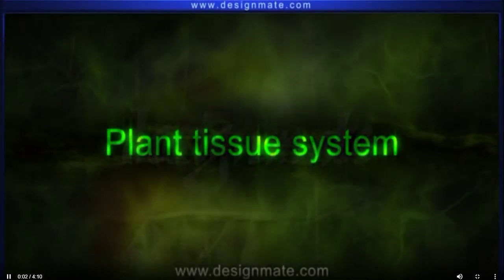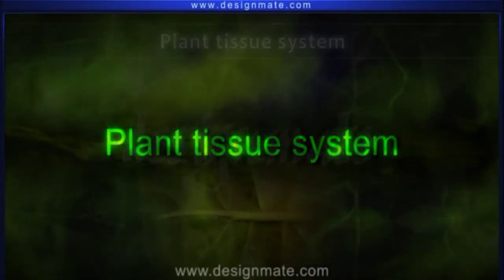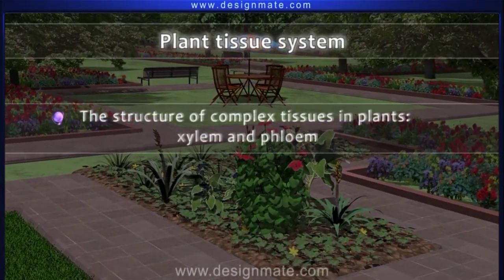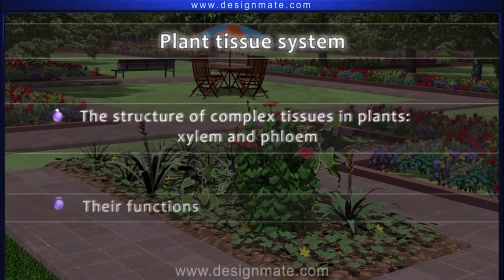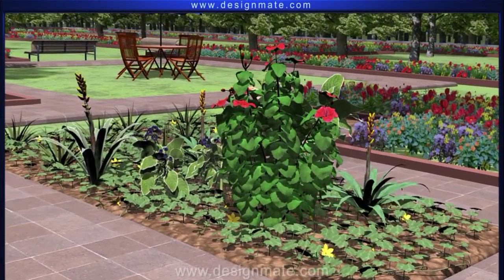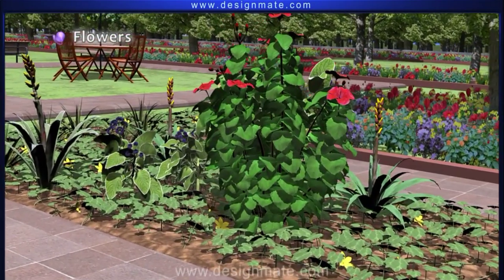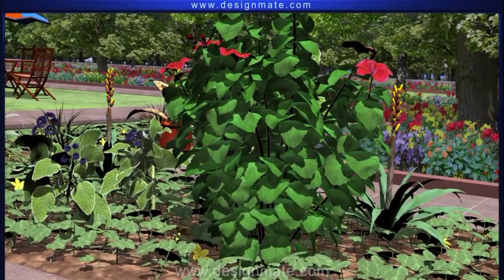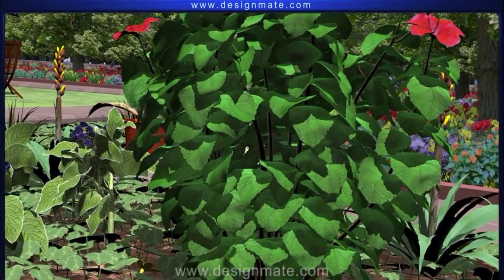Plant tissue system. To study the structure of complex tissues in plants, xylem and phloem, and their functions. In various parts of plants, such as flowers, leaves and stem, the permanent tissues get modified to form protective tissues.